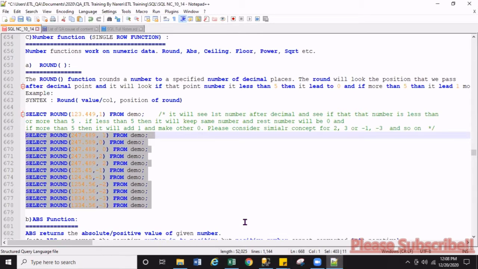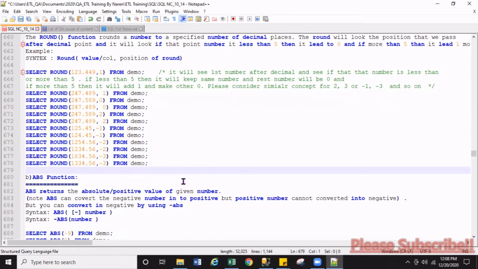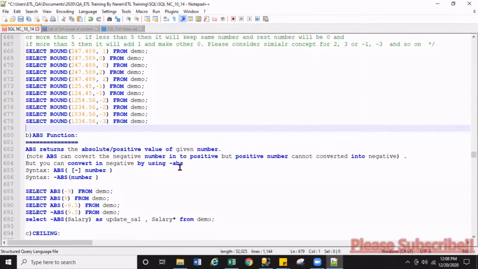So basically, round is a function that helps to round the number based on whether it is leading to 0 or leading to 5. If the number is 5 or more, it will add one to the number on the left, and that number will become 0. If the number is less than 5, then that number itself becomes 0, and all the numbers on the right become 0. I hope you guys understand. A little bit confusing, but if you practice, you will understand.